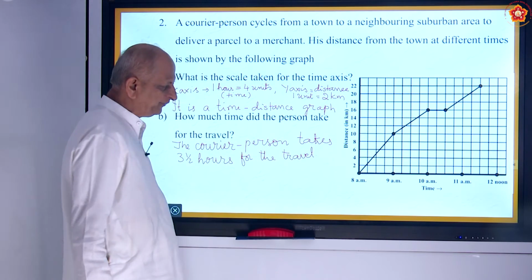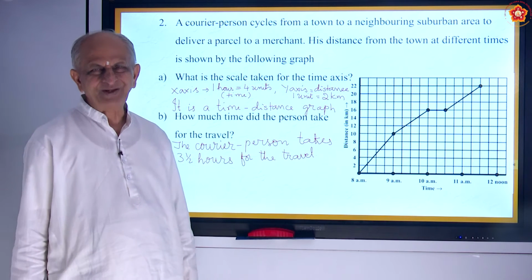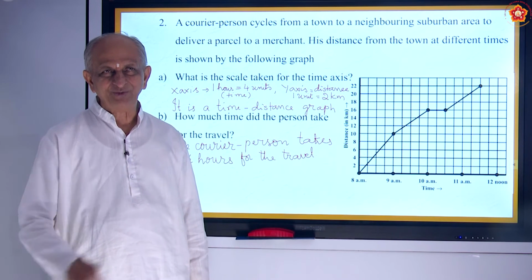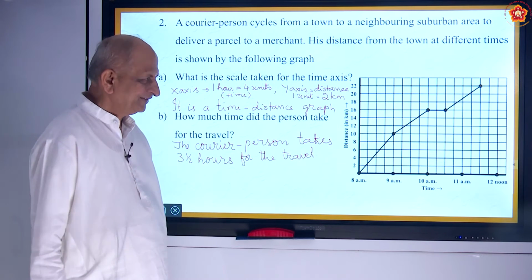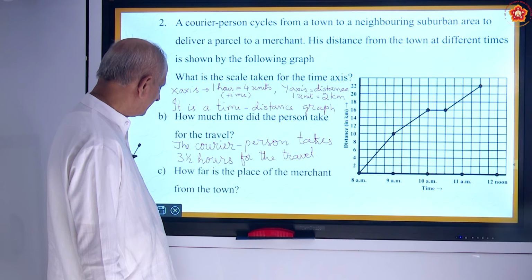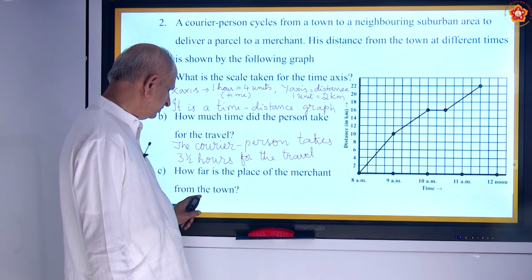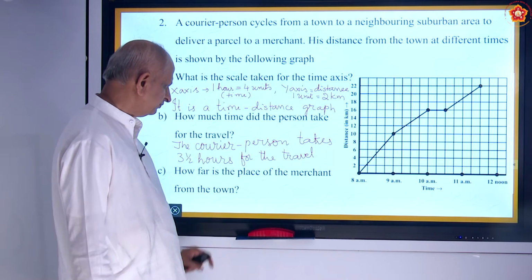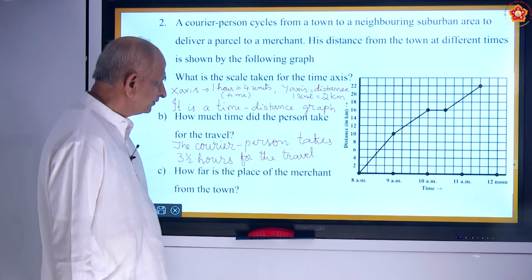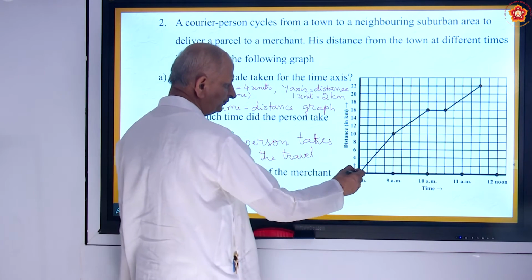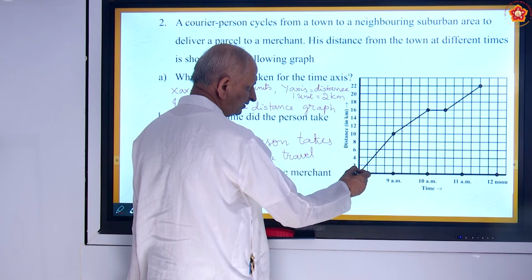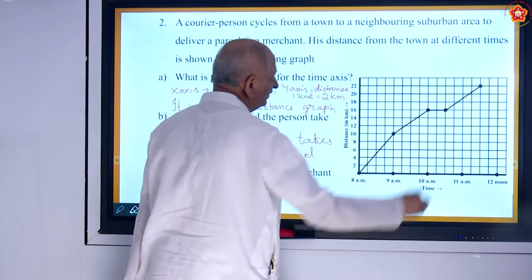The job is very tough because they have to go by cycle to all the nook and corner of the city, sometimes suburban. How far is the place of the merchant from the town? From this time, here is the town he started. He goes to the merchant.